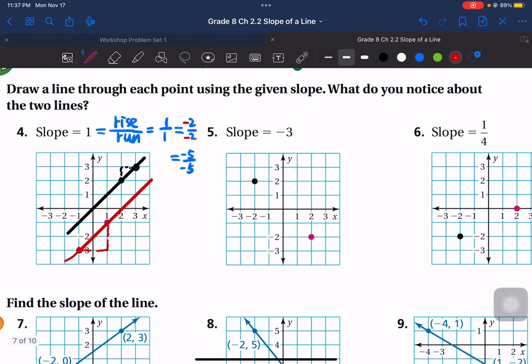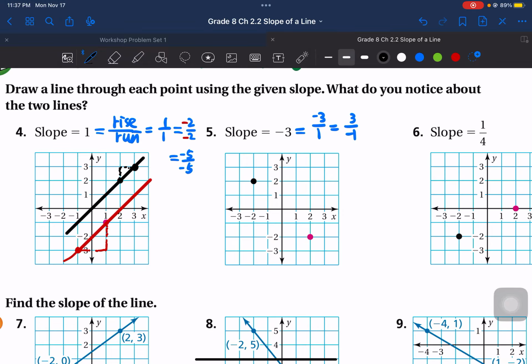And let's see question 5. If the slope is -3, you can do -3 over 1, or you can do 3 over -1. For example, if you start from the black point and our rise is -3, that means it's going down 3 units. 1, 2, 3. And our run is 1, a positive 1, so you go to the right 1 unit. And then you connect those 2 points.